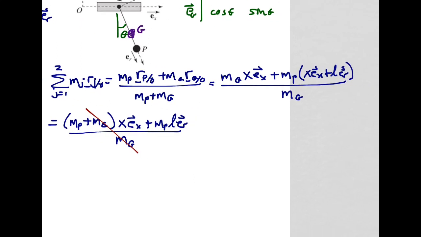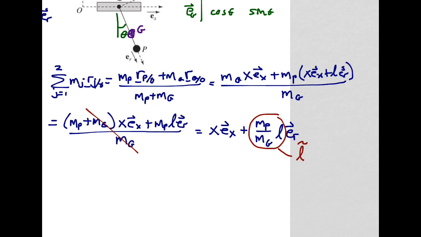And then finally, the location of our center of mass G is x in the EX direction plus MP over mg multiplied times L in the ER direction. And in the book, in this example, which is similar to the book, we shorten this to be what is called L with a tilde over top of it. So essentially, this L tilde is equal to MP over mg times L. So it's a ratio of the length L.